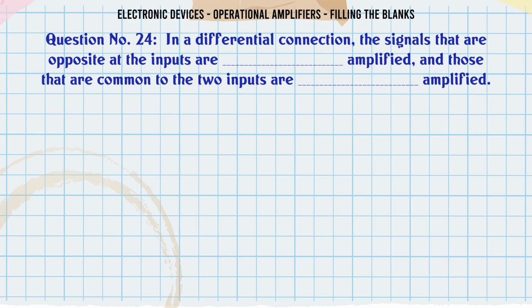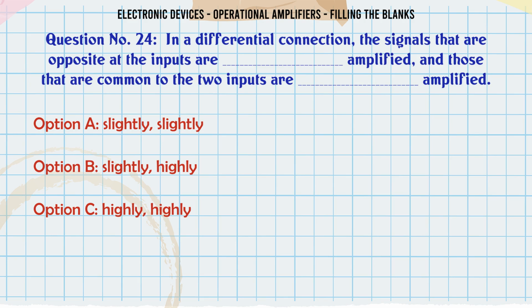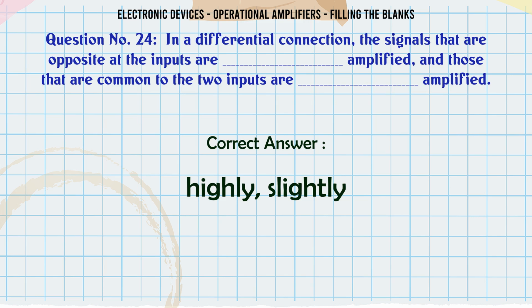In a differential connection, the signals that are opposite at the inputs are amplified and those that are common to the two inputs are amplified. A. Slightly, slightly. B. Slightly, highly. C. Highly, highly. D. Highly, slightly. The correct answer is highly, slightly.